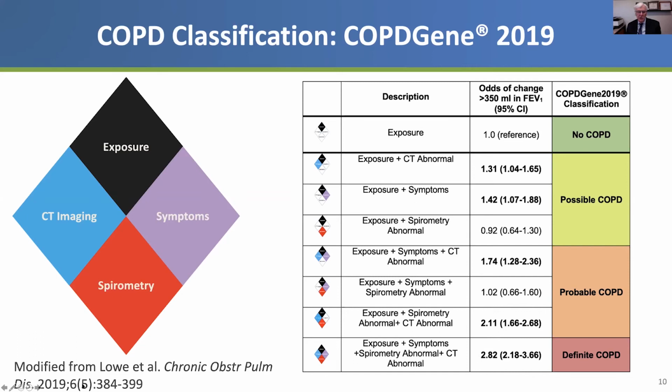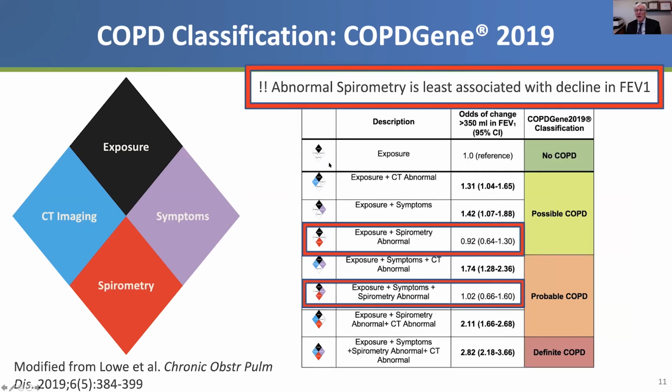Now, what's interesting here also is that abnormal spirometry was the least important factor associated with decline in FEV1. You can see here exposure plus abnormal spirometry, they really did not have an increased chance of decreasing their FEV1 over time. If you had cigarette smoking and symptoms plus abnormal spirometry, they still didn't have a risk of decreasing their FEV1 and progressing their physiologic abnormality over time. So it shows you again that spirometry, we focus on that a lot for diagnosis, but there are things that are more important than spirometry: cigarette smoking history, CT scan abnormalities, and symptoms.